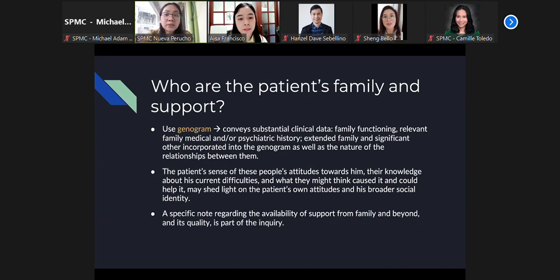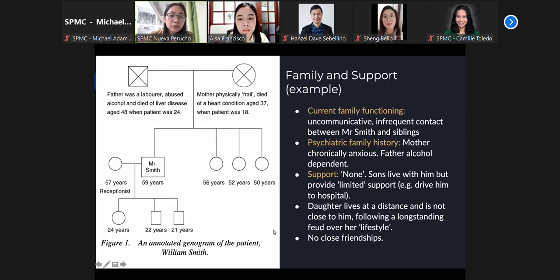Then it's also important to know about the patient's family and support. So we can use a genogram wherein we can convey the substantial clinical data, their family functioning, relevant family, medical, or psychiatric history as well. So we can include the extended family or significant other, and as well as the nature of relationships between them. So the patient's sense of these people's attitudes towards him, their knowledge about his current difficulties, and what they might think caused it could help, and it may shed light on the patient's own attitudes and his broader social identity. So a specific note regarding the availability of support from family and beyond and its quality is part of the inquiry. So we can opt to do this.